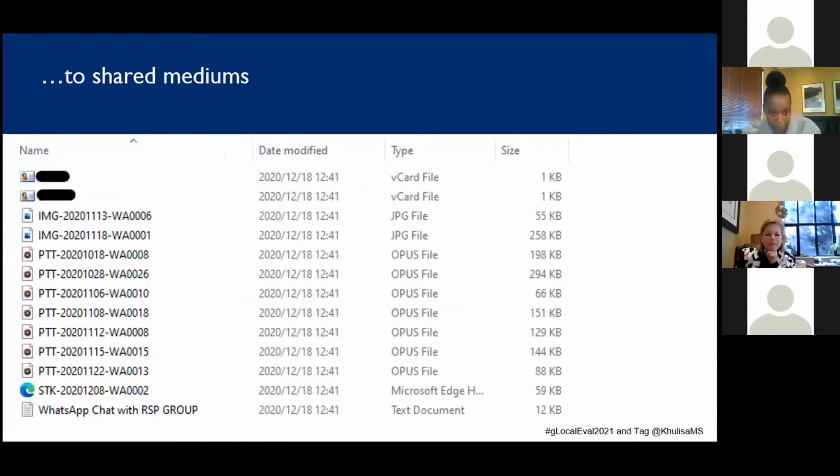And here are the mediums that the coach shared. These are the kinds of mediums that coaches can share within the group, or that this specific coach shared in that group. The first file over here is a VCF file, right? And the second is an IMG. These are the IMG files, images, and then PTT files all the way down, voice notes, an STK, a web page, and a TXT. We'll break them down in a few seconds.